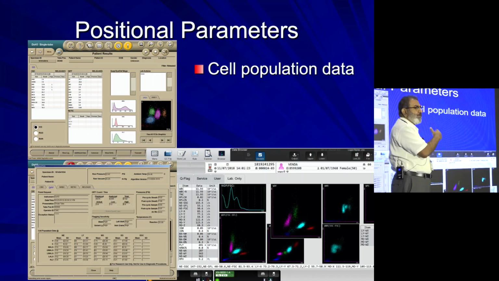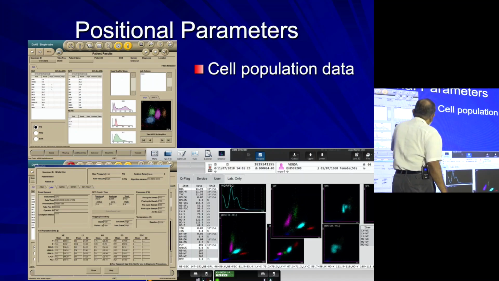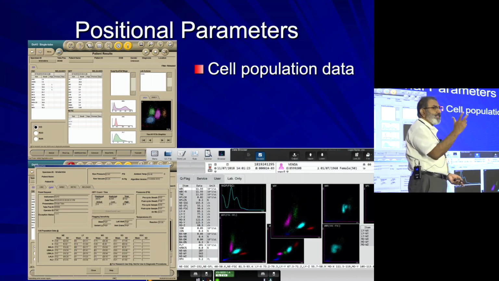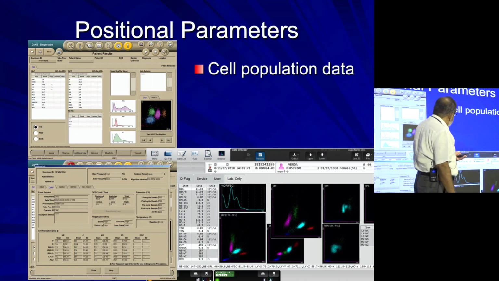But fortunately, some of the cell counters will tell you in this area what is the average size of neutrophils along the x-axis and along the y-axis. It's like MCV. So some cell counters give it, even Sysmex also gives it.